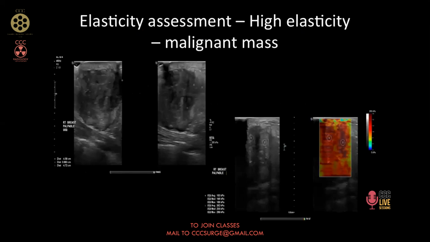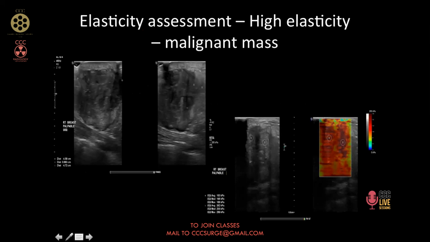Now look carefully. This is a lesion that you see on this side, and you are uncertain. It is heterogeneous. It appears to be taller than wide. It has a halo around it. So you are uncertain. So it's a BIRADS 3-4 lesion. So you subject it to an elastogram. Suddenly it brilliantly gets red.